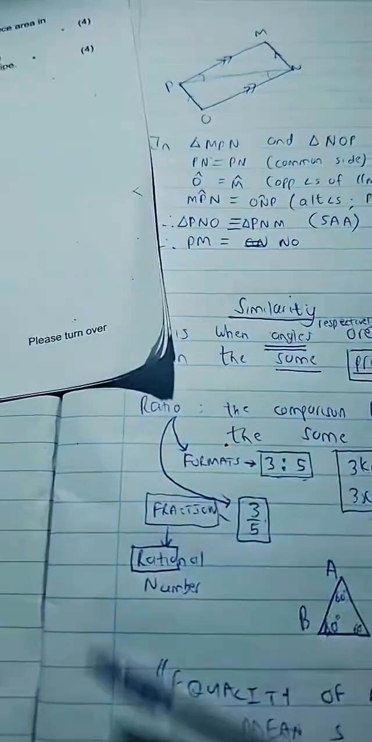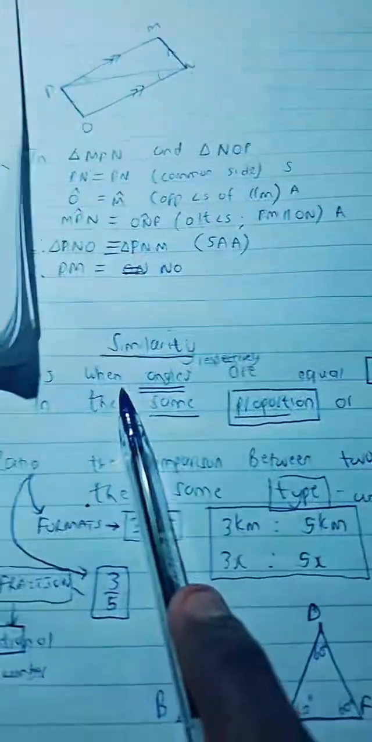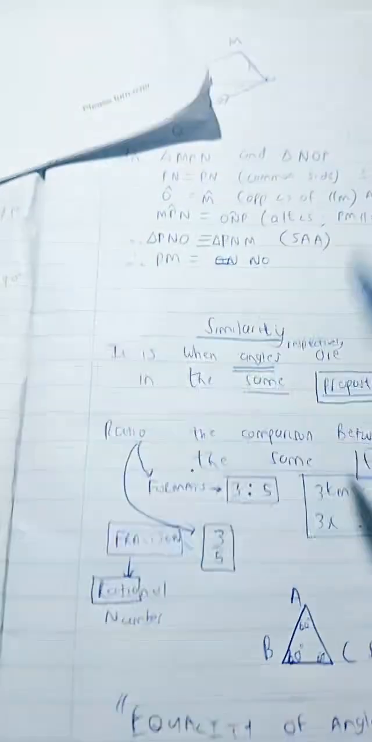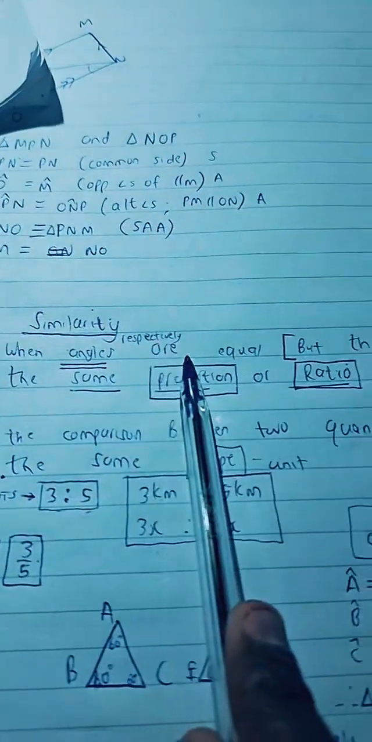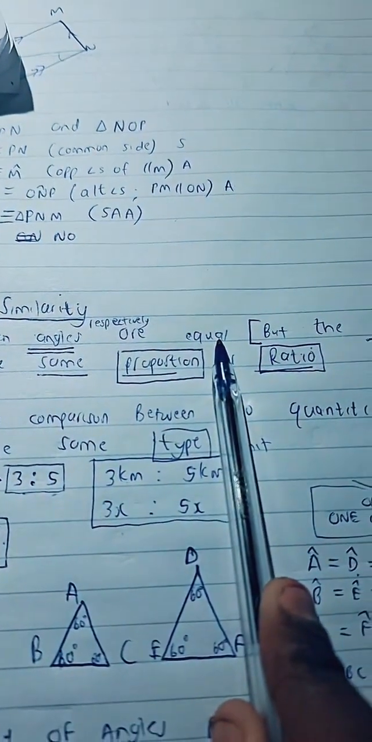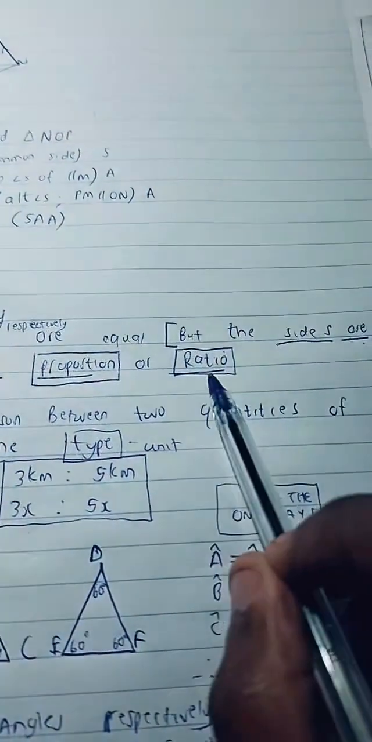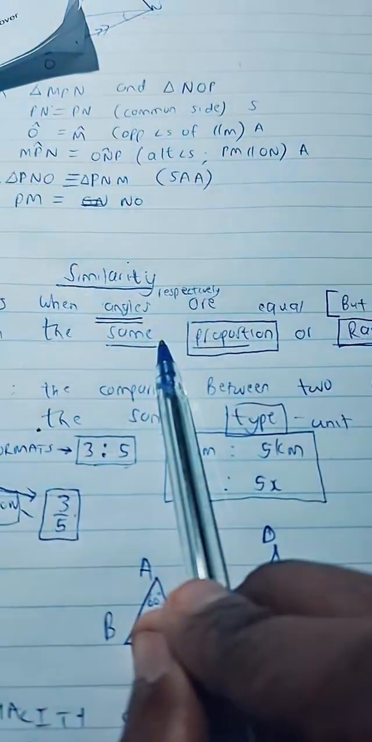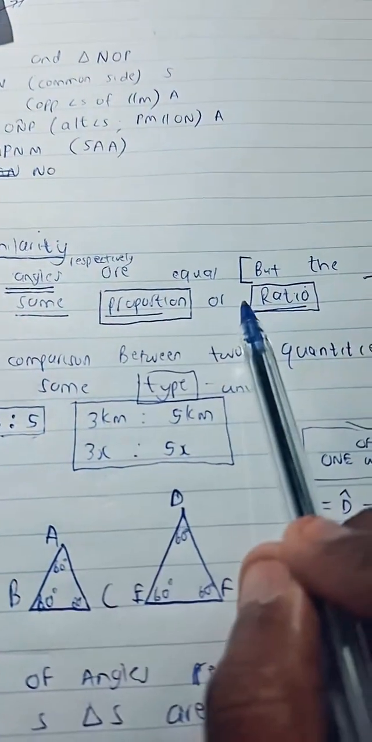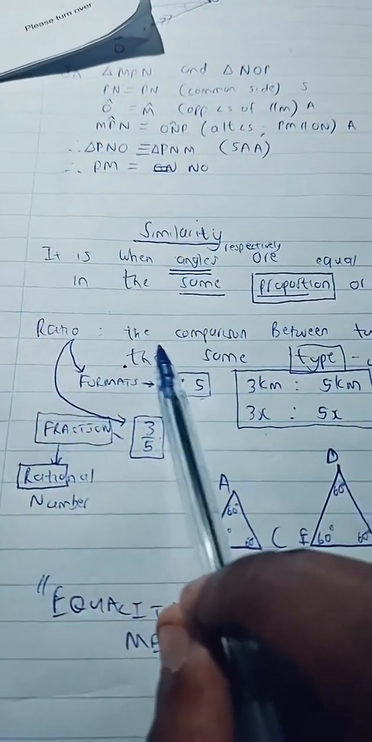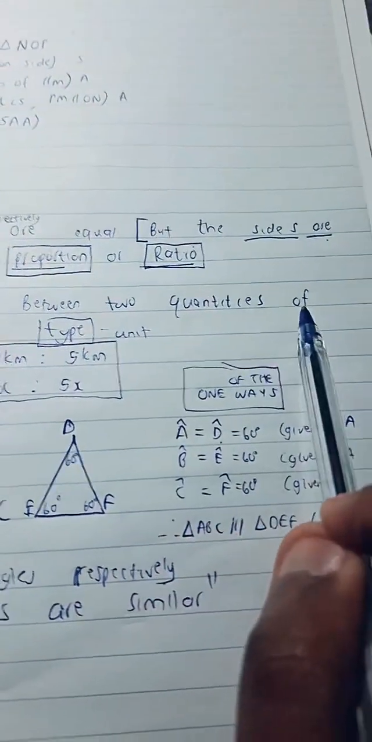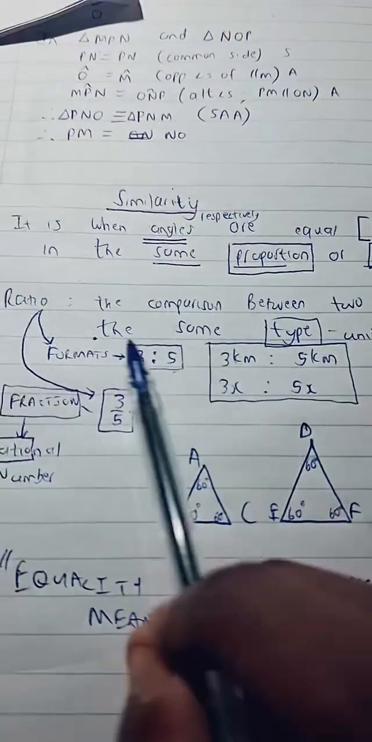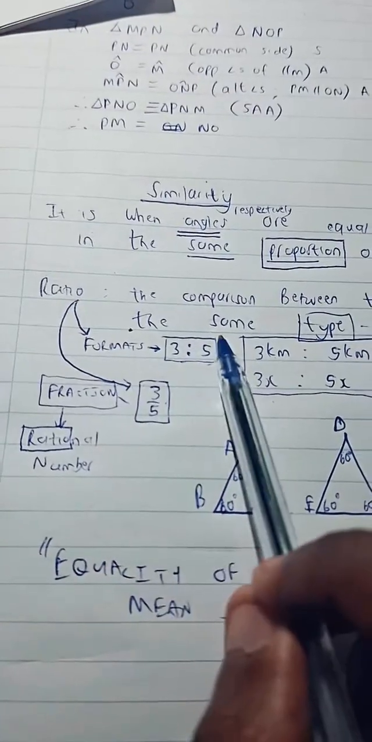I said the second way. Let's go to this part of similarity. Remember, I said similarity is when angles respectively are equal, but the sides are in the same proportion or ratio. And then I said to you, ratio is a comparison between two quantities of the same type.